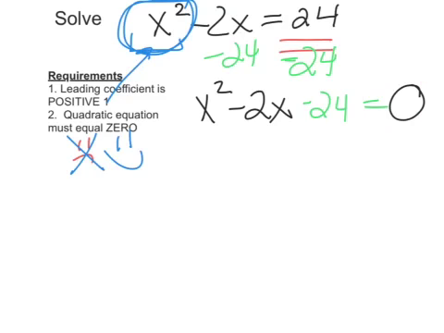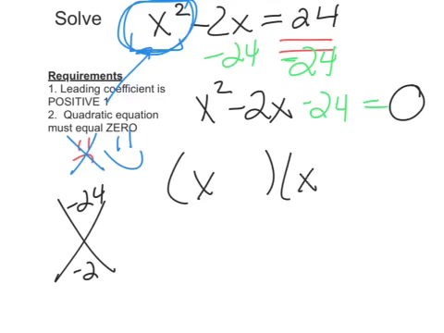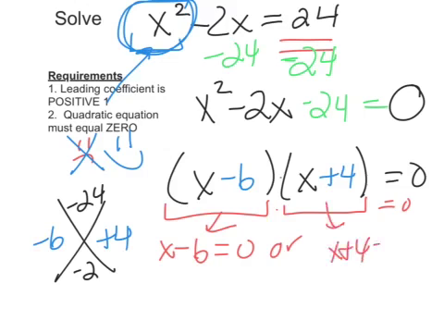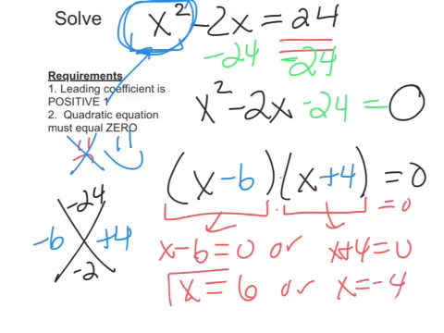Once we're there, we're going to factor it. What numbers multiply to negative 24 but add to negative 2? We're going to use those numbers to help us with our factorization. And of course, we can see that our numbers are negative 6 and positive 4. So we get x minus 6 and x plus 4. Now we are going to use the zero product property, which says if we have two things being multiplied, and their product is 0, either the first number is equal to 0 or the second number is equal to 0. So we get our solutions of 6 or negative 4.